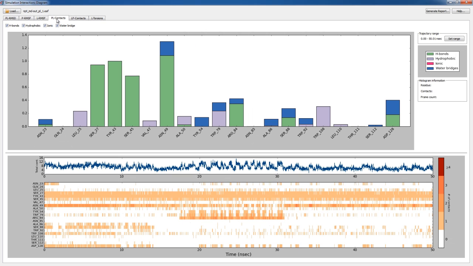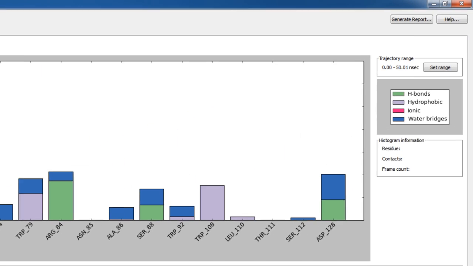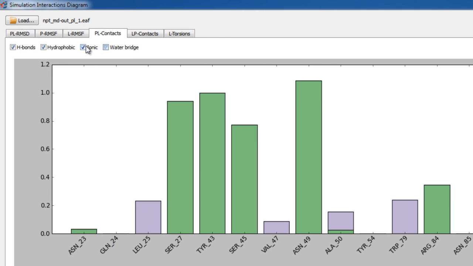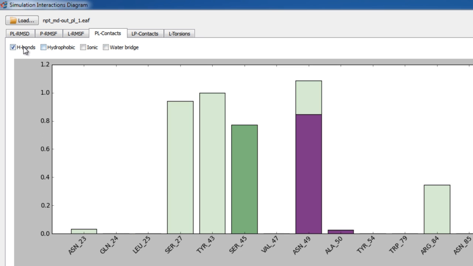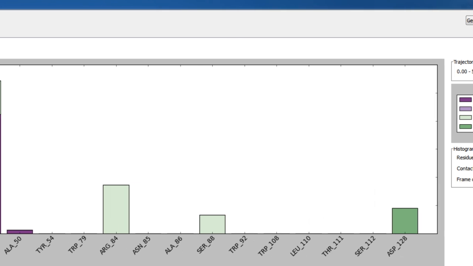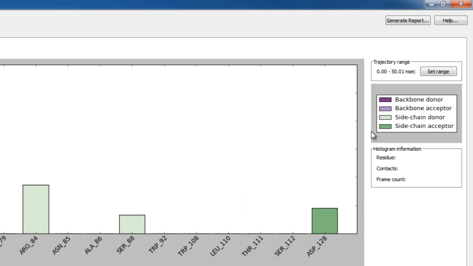Protein interactions with the ligand can be monitored throughout the simulation in the PL contacts, or protein-ligand contacts, tab. In the above plot, we see a summary of these interactions, but we can choose to include one type of contact at a time to reveal even more information about that contact. So let's look at these in detail, starting with hydrogen bonds. But first, let's note that we can keep our cursor over any of these checkboxes to see a tooltip with the definitions.